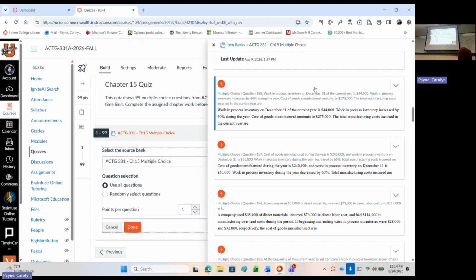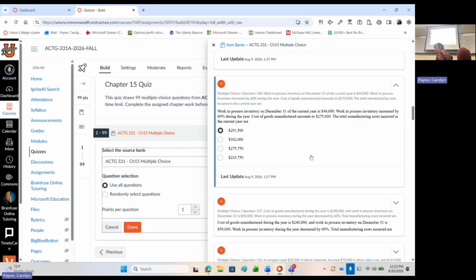So do you take the 44,000 and divide it by 1.4 to get the beginning? No, I divide it by 1.6 because it says it increased by 60%. You get 27.5. I don't know why in my head I'm thinking of it as 275,000 for some reason. But you just add those two together, and you get 291.